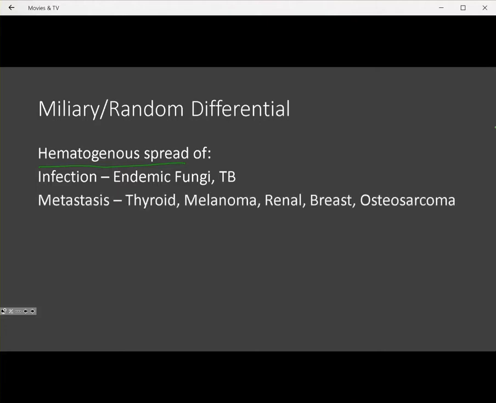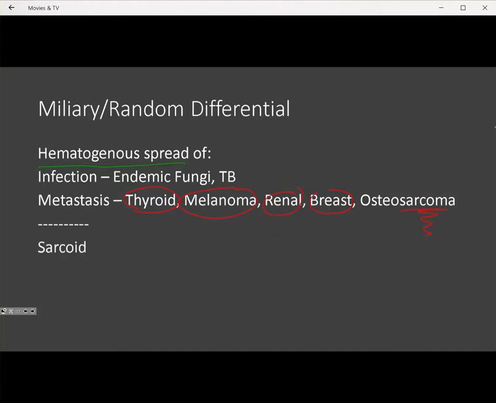And then the other big category here is metastatic disease. So the classic metastases that are associated with a random distribution of pulmonary nodules is thyroid. We see this very commonly. We also see it with renal cell carcinoma, breast cancer, melanoma, and sarcomas. So the big ones that you have to think about here for a miliary distribution of metastasis, again, are thyroid, melanoma, renal, and breast cancer, as well as sarcomas.